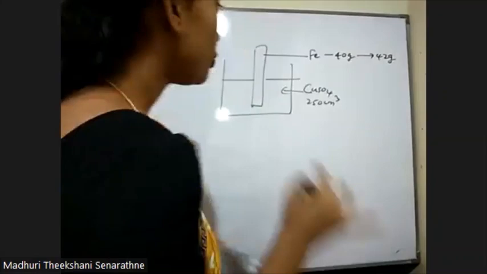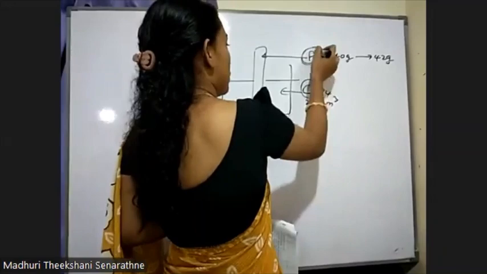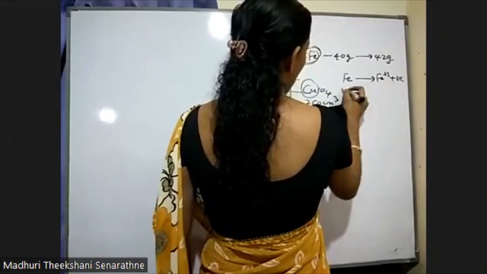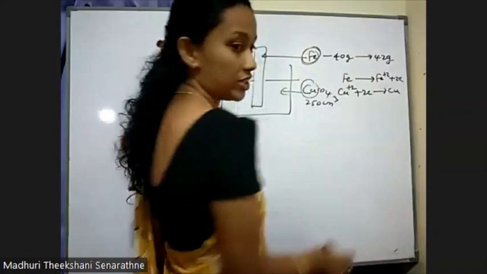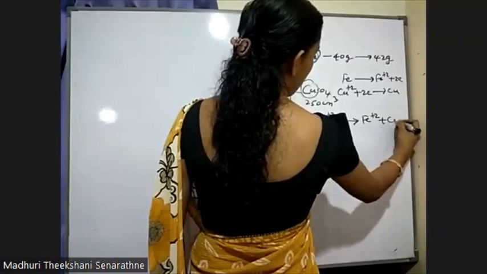Here, two processes are happening. You can compare iron and copper according to the electrochemical series. Iron is highly active and can be oxidized more than copper. Therefore, Fe is oxidized into Fe2 plus with 2 electrons, and copper 2 plus ions are reduced into copper. Both processes are happening. Therefore, we can write the overall reaction as Fe plus Cu2 plus giving Fe2 plus and copper. According to this, the stoichiometric coefficient is 1 to 1.